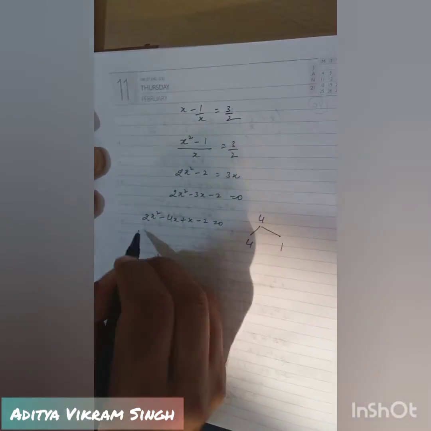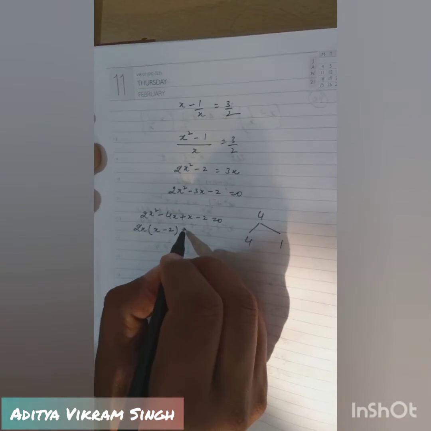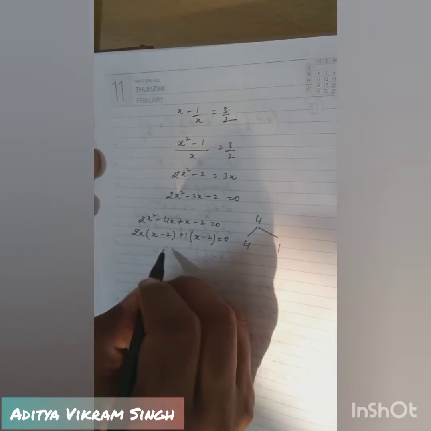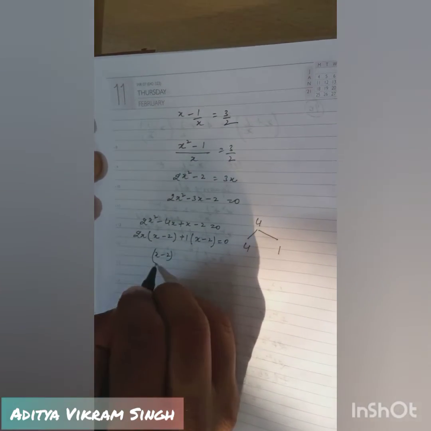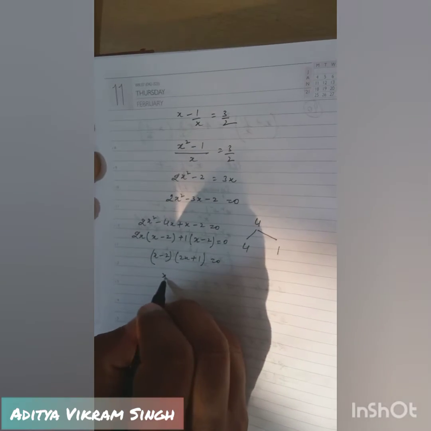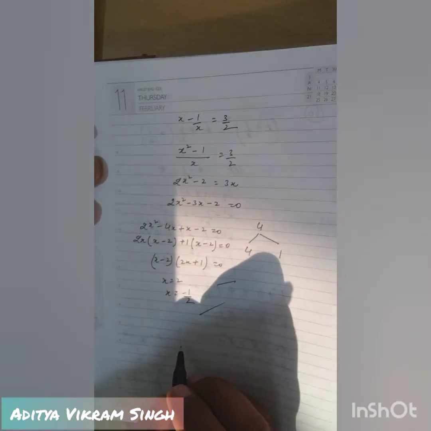So from here we just take out 2x, we are left with x minus 2. If we take 1 out from there, then this becomes x minus 2 is equal to 0. If we take x minus 2 out of there, we are left with 2x plus 1 is equal to 0. So either x is equal to 2 or x is equal to minus 1 by 2. This is our answer. Okay.